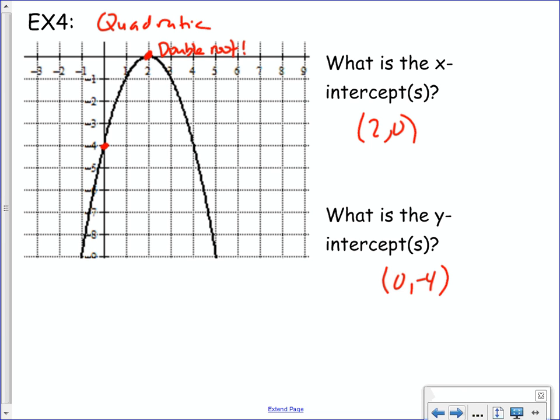Question. Why is it a double root? Excellent. We're going to talk about the solutions for a quadratic. Turns out there's always 2. If it touches just once, then it's the same solution twice. No, that one crosses, so it's just a single root.